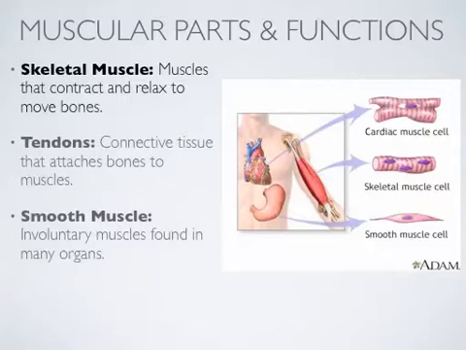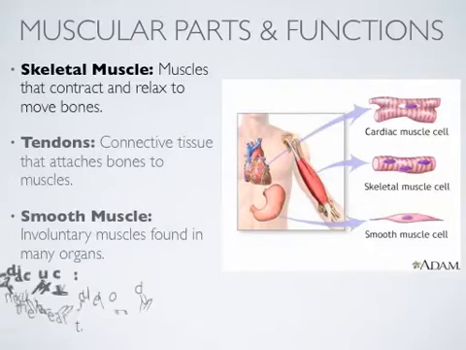And so this type of muscle, smooth muscle, is involuntary, and it's also found in many organs such as the stomach, the esophagus, the tendons. It's also in capillaries and blood vessels.